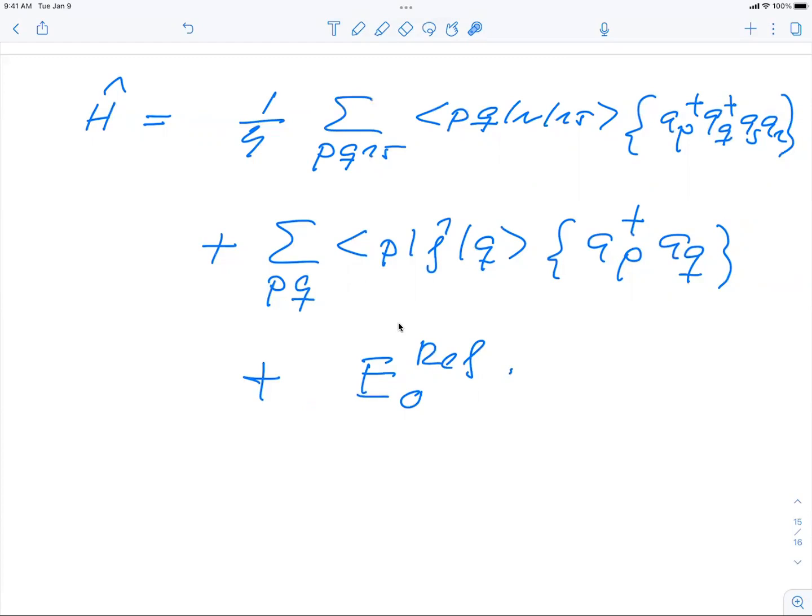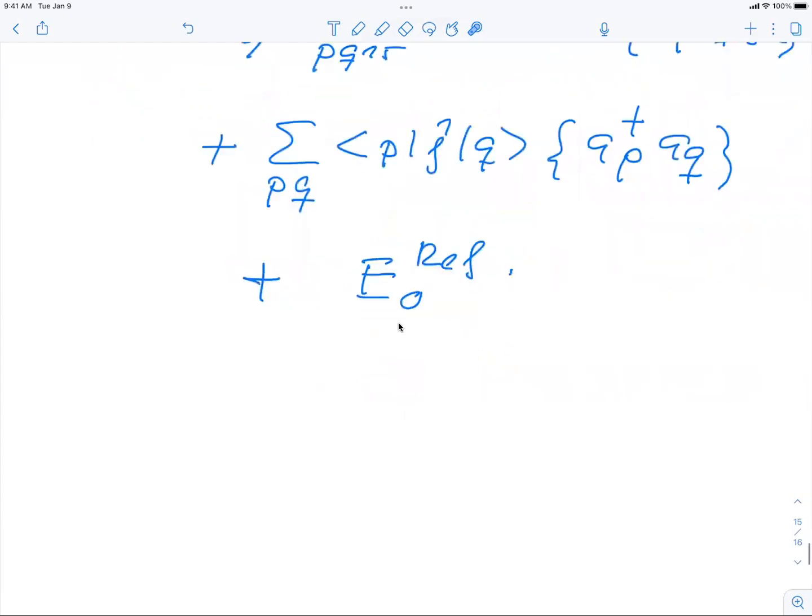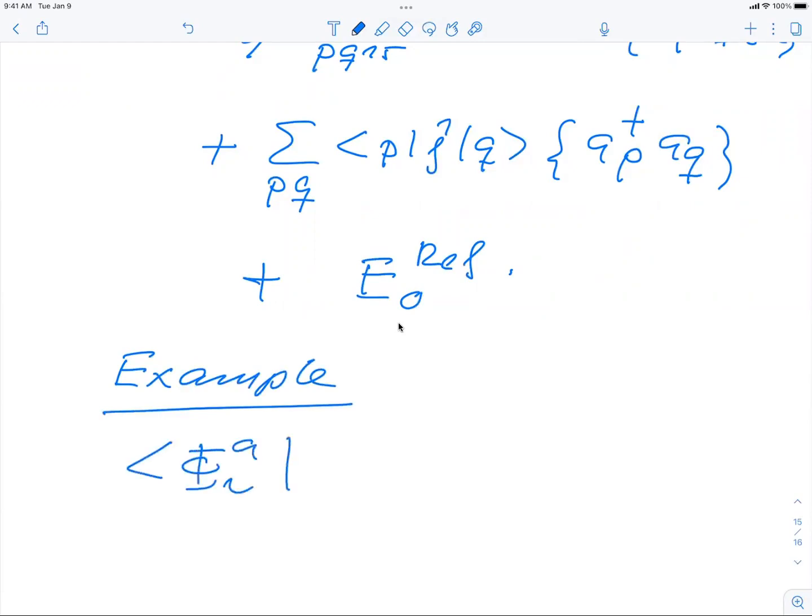But we are mainly going to look at two-body operators in this course. So what we can do next is to look at some simple examples. The easiest one is to go back to the one which we looked at. So we have the one-particle, one-hole state. Let's calculate this one again, the expectation value of H between phi_i^a.